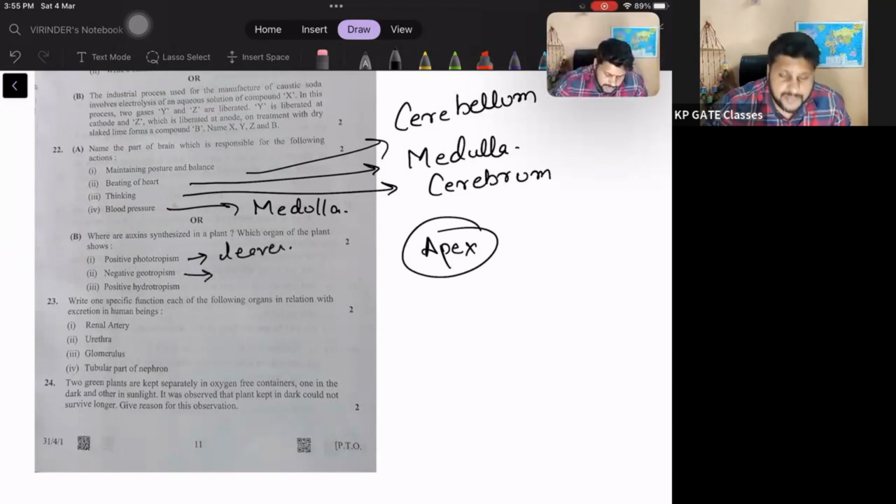Negative geotropism. Geotropism is in response to gravity. So here negative means away from gravity. Stem. Positive hydrotropism. Hydro is related with water. So it is going towards the water. So roots. So these are very easy questions.